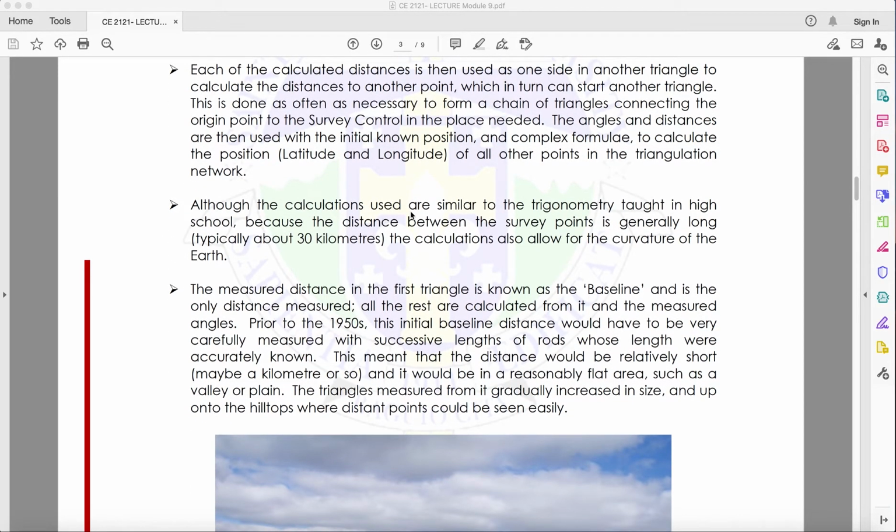Although the calculations used are similar to trigonometry taught in high school, because the distance between the survey points is generally long, the calculations also allow for the curvature of the Earth. So if the distance is already long, already far, or already big, we need to apply the correction due to Earth's curvature and refraction, like what we have in our previous module.